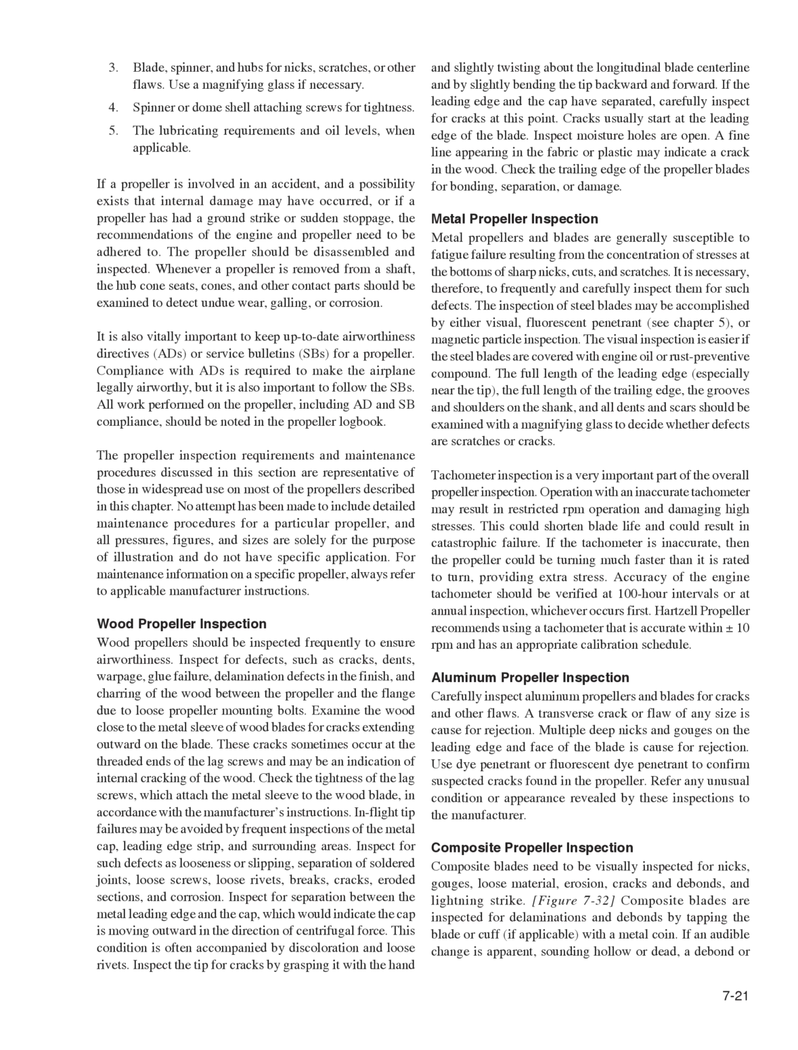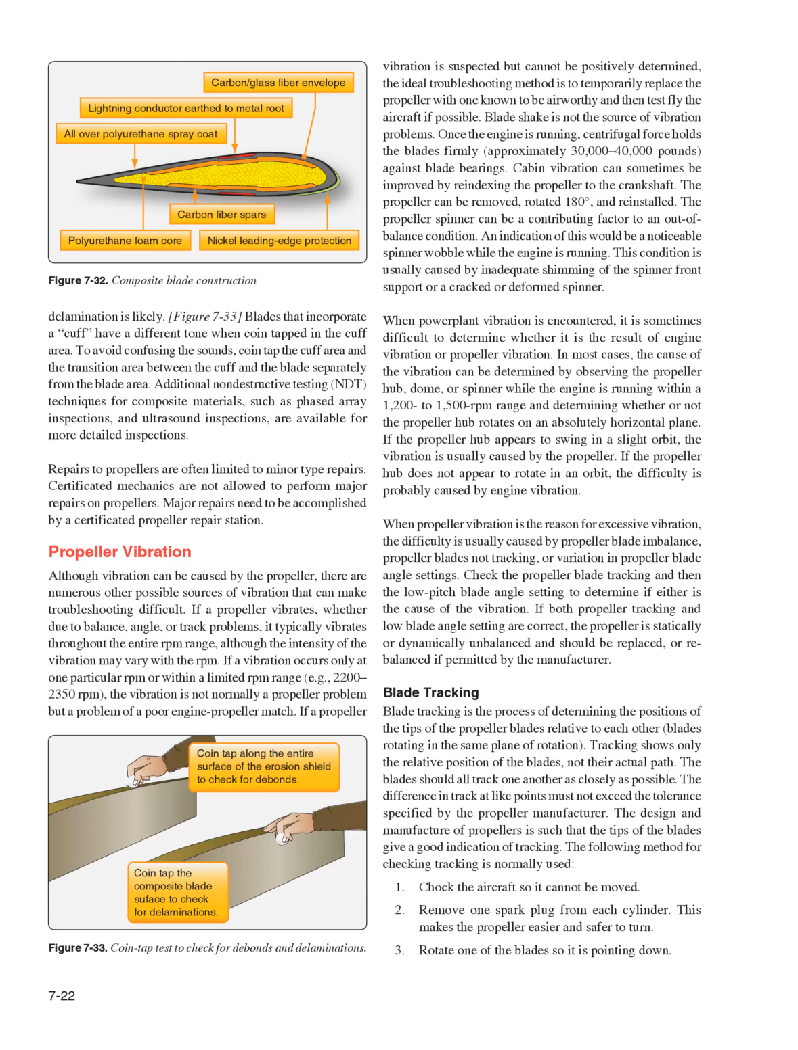Composite propeller inspection. Composite blades need to be visually inspected for nicks, gouges, loose material, erosion, cracks and debonds, and lightning strike. Figure 7-32: composite blades are inspected for delaminations and debonds by tapping the blade or cuff, if applicable, with a metal coin. If an audible change is apparent, sounding hollow or dead, a debond or delamination is likely. Figure 7-33: blades that incorporate a cuff have a different tone when coin tapped in the cuff area. To avoid confusing the sounds, coin tap the cuff area and the transition area between the cuff and the blade separately from the blade area.